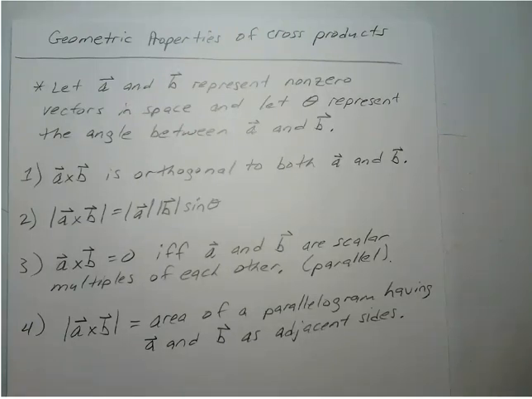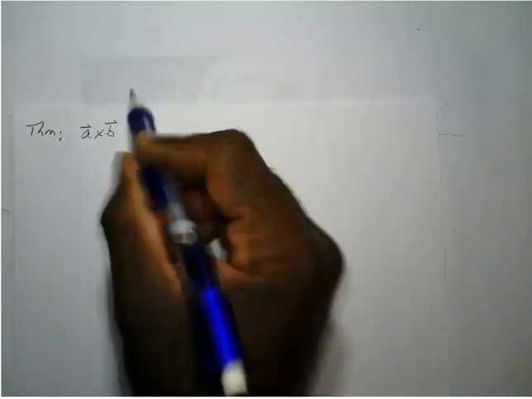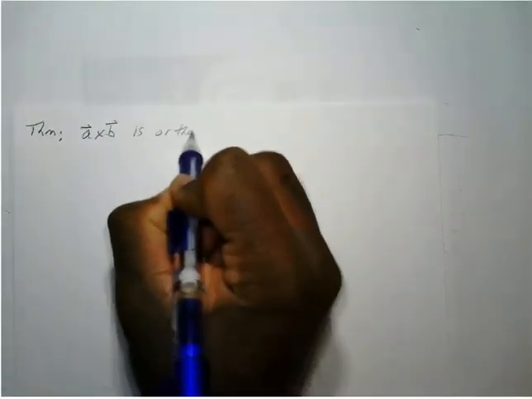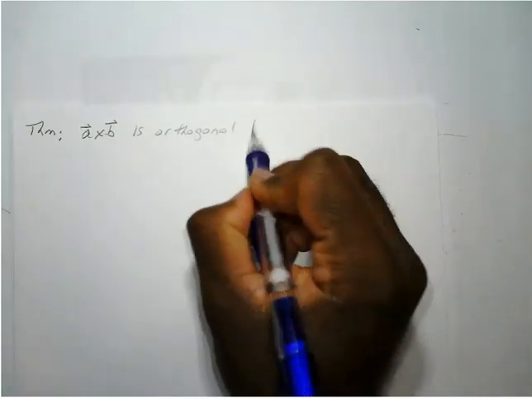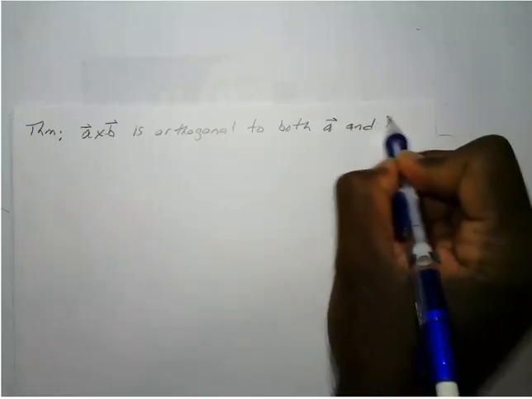All right, so if you are still writing, feel free to press pause. But we're going to go ahead and prove a couple of them, not all of them, but just a few so you can have an idea of how you would prove them. Okay, so the theorem that the cross product of A and B is orthogonal to both the A vector and the B vector.